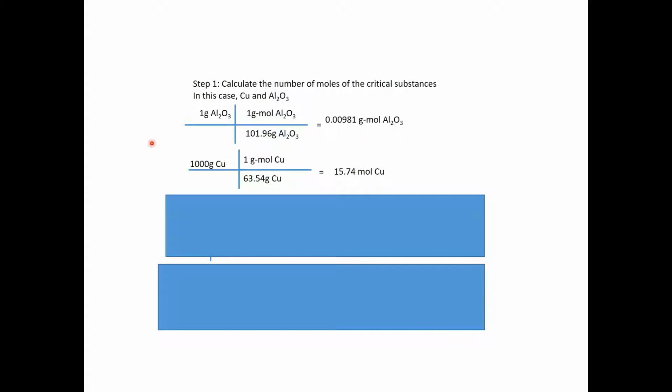Copper, we were told we had 1 kilogram of copper, so a kilogram is 1,000 grams, so 1,000 grams of copper. The atomic mass of copper is 63.54 grams of copper in 1 gram mole. So now we know we have 15.74 gram moles of copper.